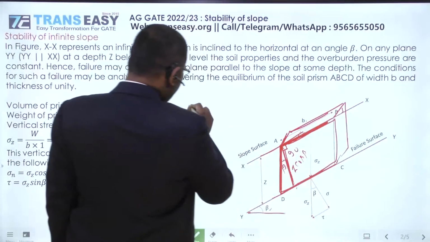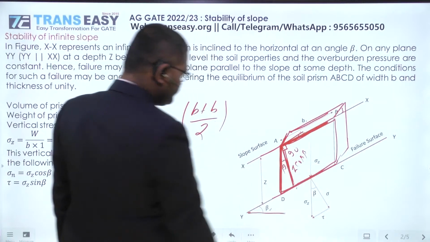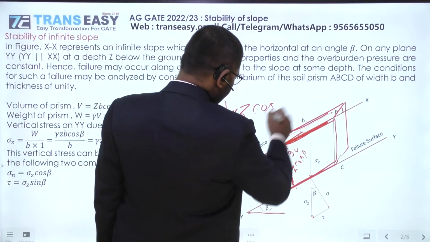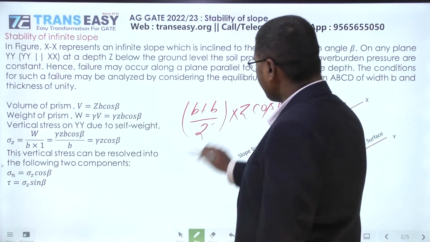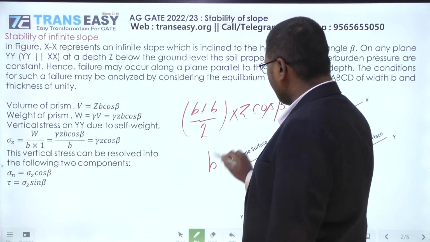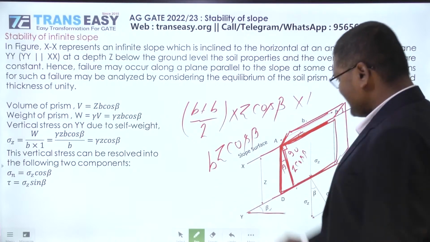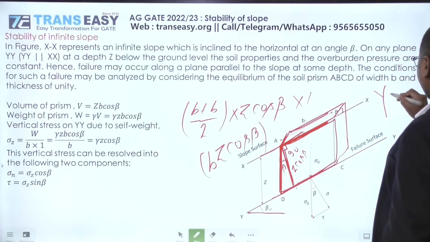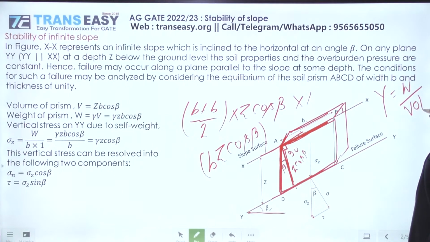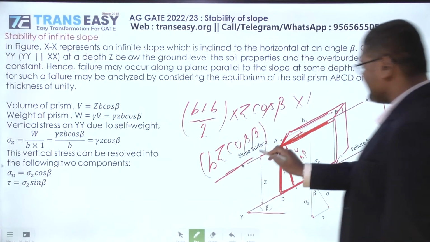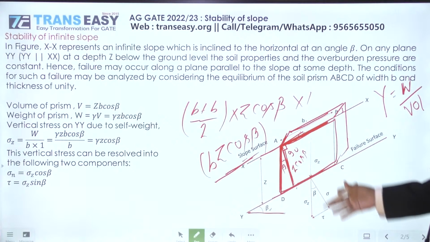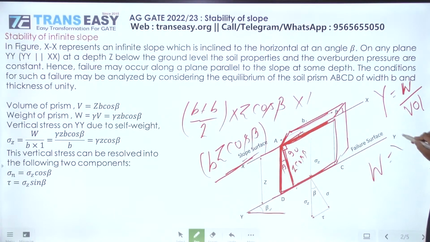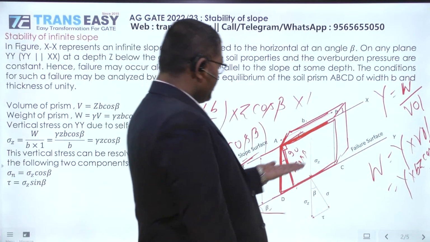Sum of parallel sides, b plus b by 2, into vertical distance into 1. So this is simply 2b upon 2, that is b z cos beta. This is the volume of this prism. We know unit weight is weight upon volume. Now we can easily find the weight of this prism. Weight is unit weight into volume. So volume of this prism is b z cos of beta.